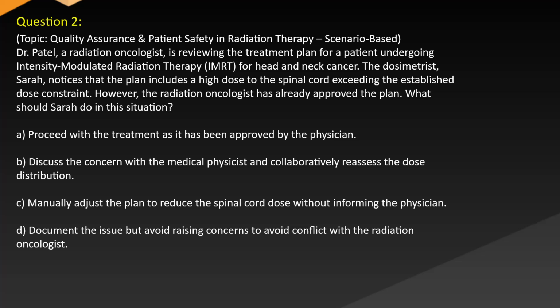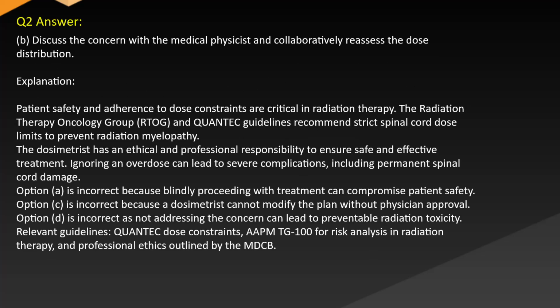A. Proceed with the treatment as it has been approved by the physician. B. Discuss the concern with the medical physicist and collaboratively reassess the dose distribution. C. Manually adjust the plan to reduce the spinal cord dose without informing the physician. D. Document the issue but avoid raising concerns to avoid conflict with the radiation oncologist. Answer: B. Discuss the concern with the medical physicist and collaboratively reassess the dose distribution.